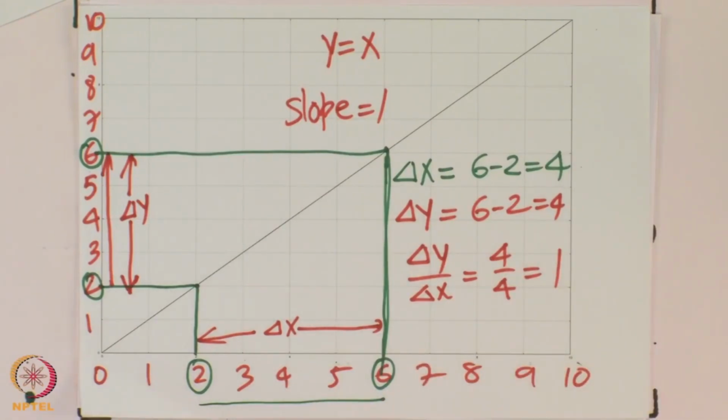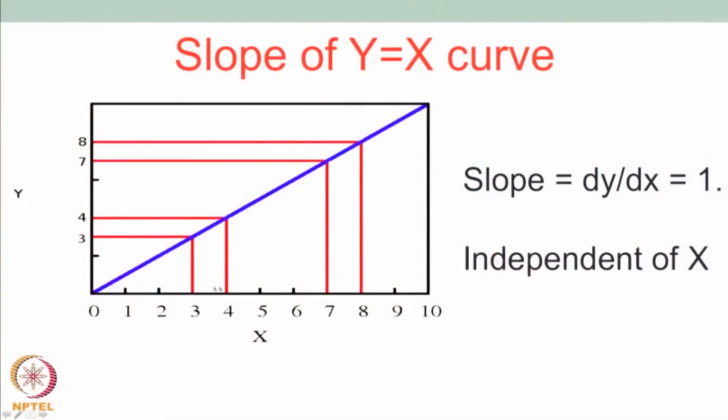So let us look at here. If you take 3 and 4, you will get 3 and 4. So 4 minus 3 divided by 4 minus 3, which is 1. If you take 7 and 8, you will get 7 and 8. So this is 8 minus 7 divided by 8 minus 7, which is 1 by 1. Now if we take a more complicated function, which is, let us say, y is equal to 2x.